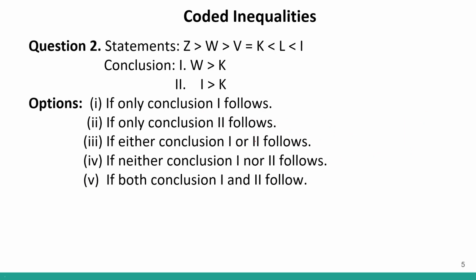Clear? Moving on to question number 2. Question number 2, again, a relationship is given to us between Z, W, V, K, L, I, and so on. And two conclusions are given to us.